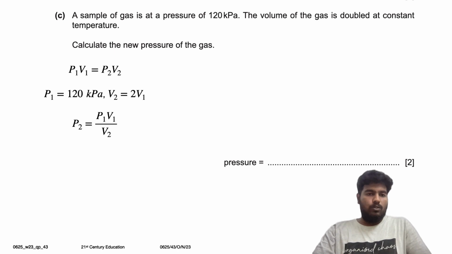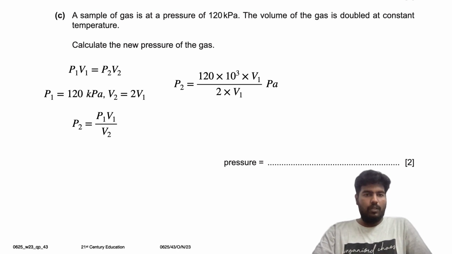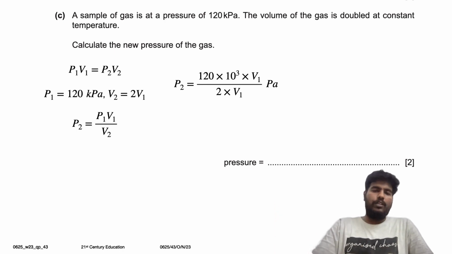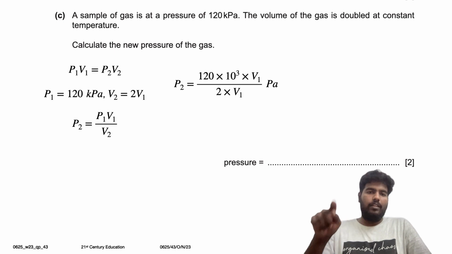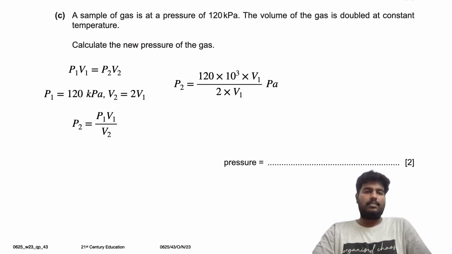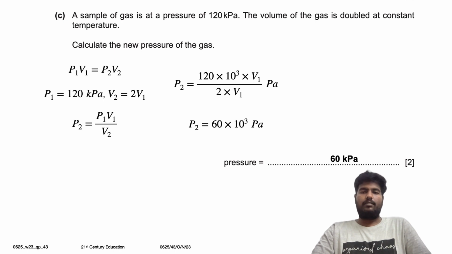So 120, instead of kilo, I just put 10 power 3, into V1. Let's keep it V1, no need for the values, because in the denominator we are also using V1 twice. So the numerator V1 and denominator V1 will get cancelled. Pascal. So 120 divided by 2 is just 60. So it's 60 into 10 power 3 Pascal, or 60 kilopascal. This is how you can keep it.